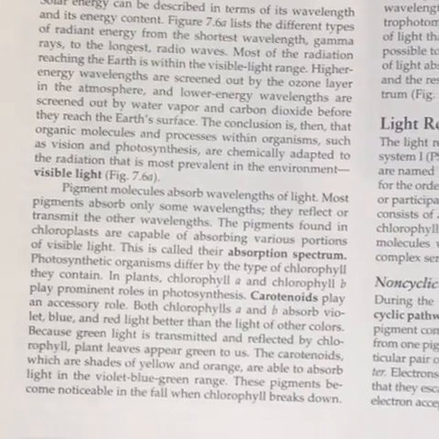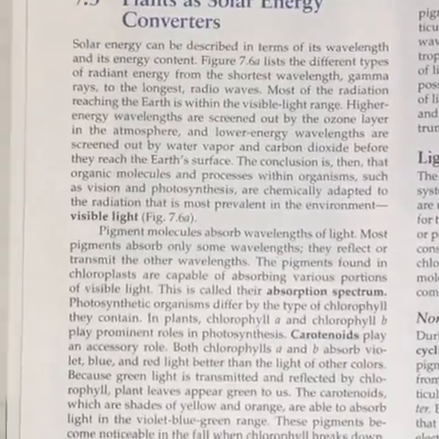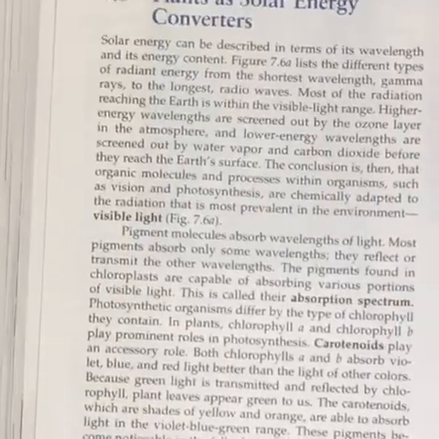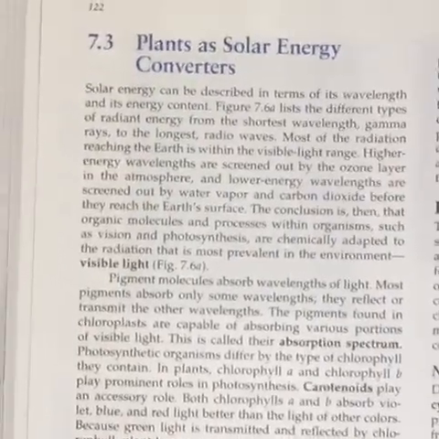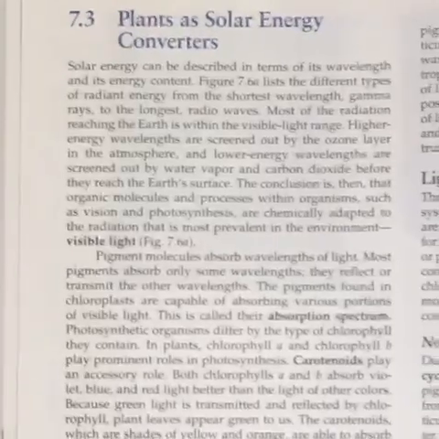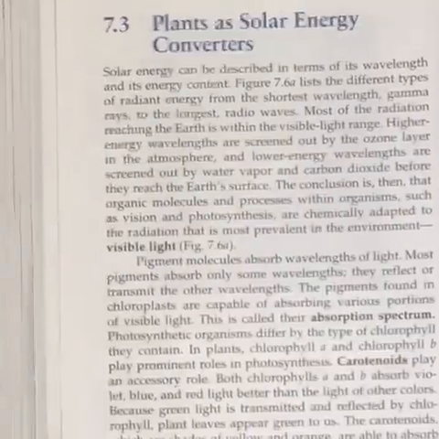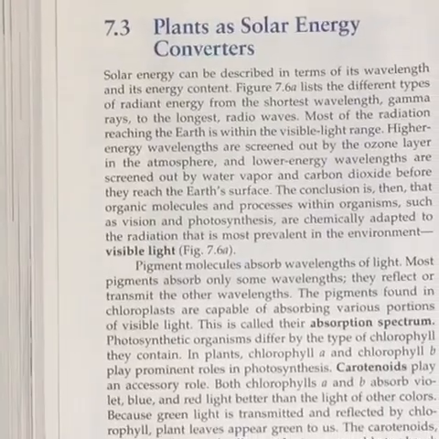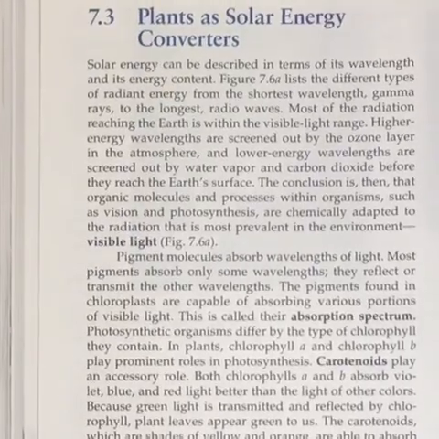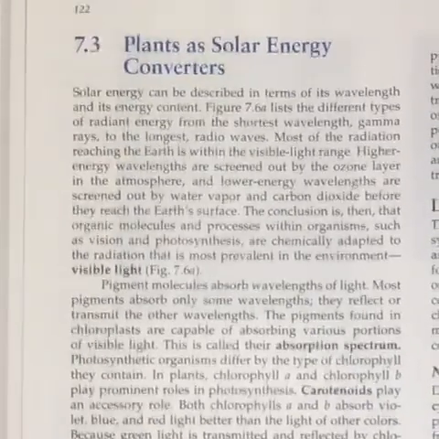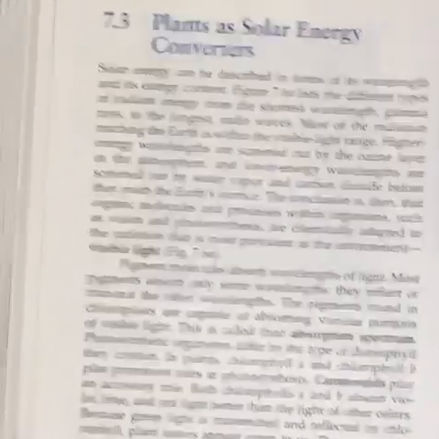as solar energy converters. Solar energy can be described in terms of its wavelength and its energy content. Figure 7.6a lists the different types of radiant energy from the shortest wavelength, gamma rays, to the longest, radio rays. Most of the radiation reaching the Earth is within the visible light range. Higher energy wavelengths are screened out by the ozone layer in the atmosphere, and lower energy wavelengths are screened out by water vapor and carbon dioxide before they reach the Earth's surface.